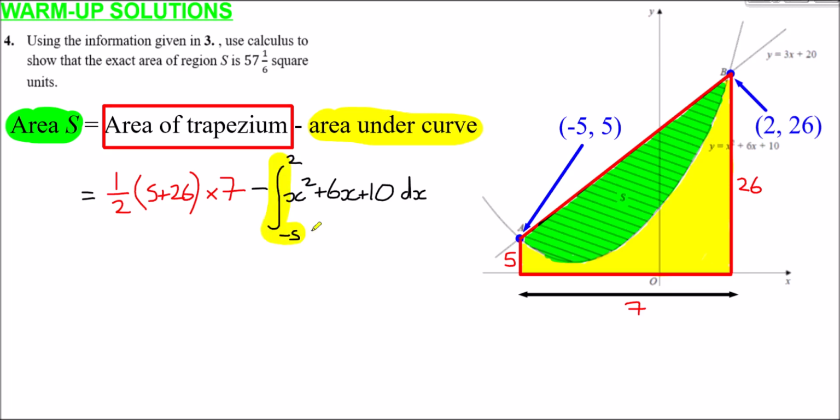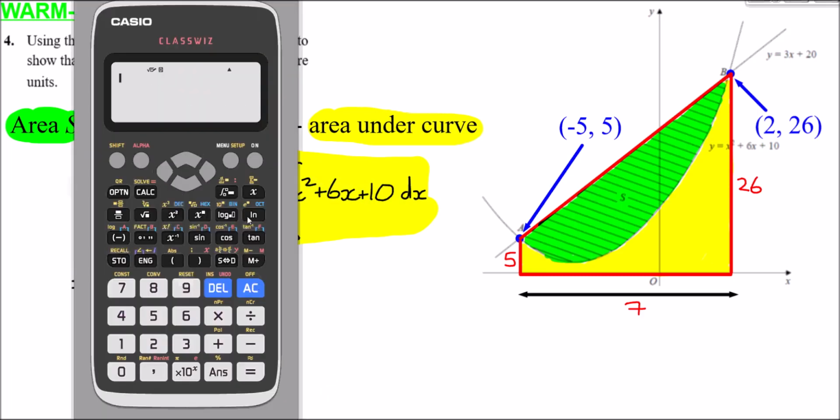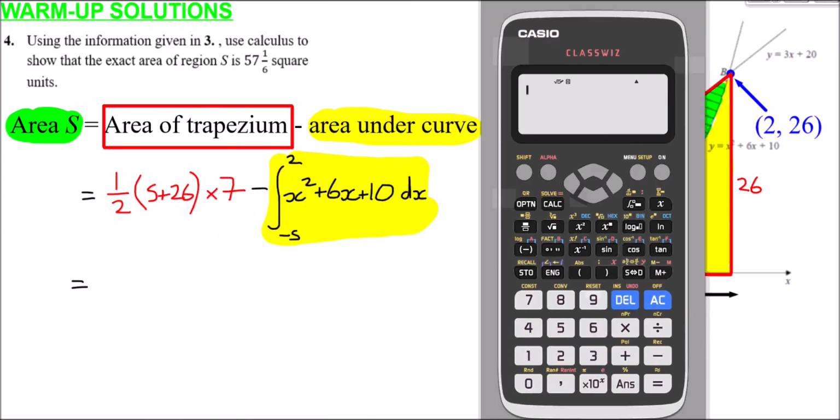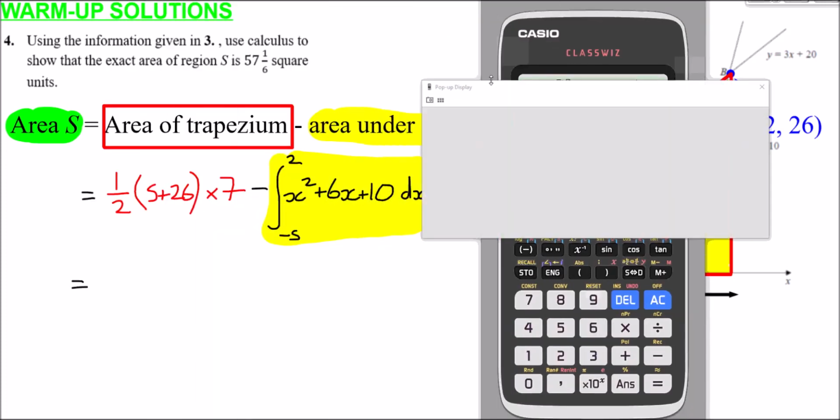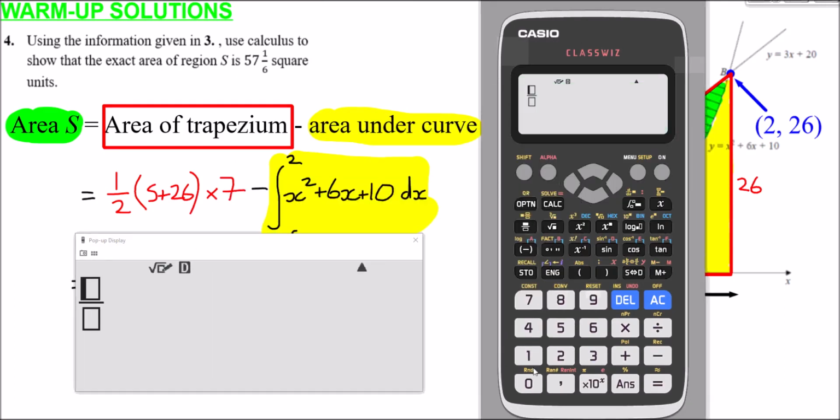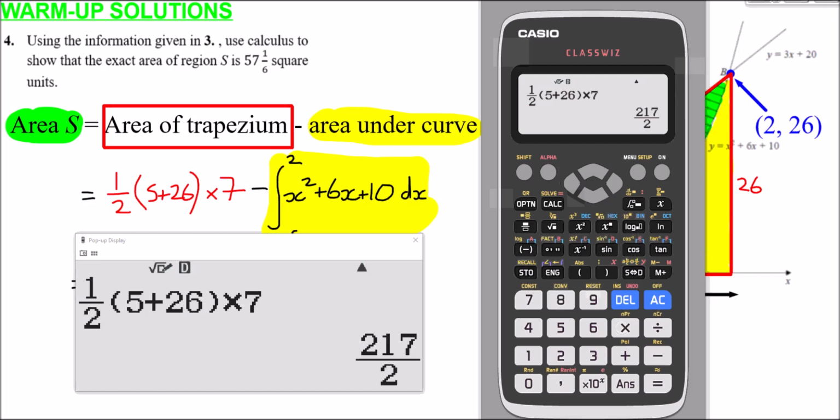So that's what we're going to have to compute now. We can't just type it into the calculator, we need to show clearly, because it says show that. So what we can do first of all is work out this easily enough. Half times 5 plus 26 times 7. So we can do this bit fairly straightforwardly. That bit gives us 217/12.